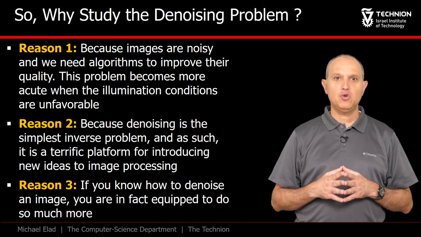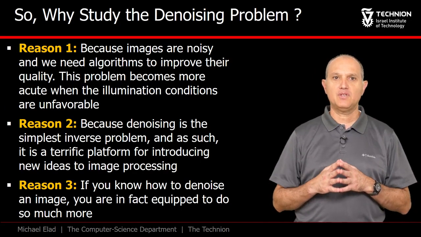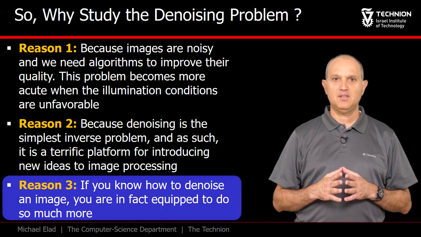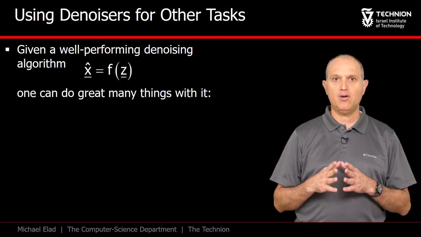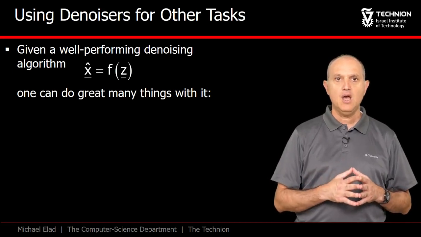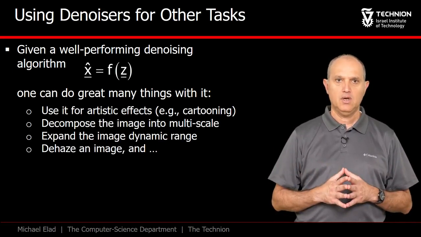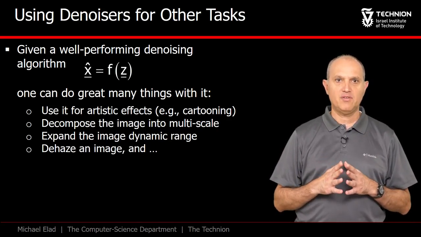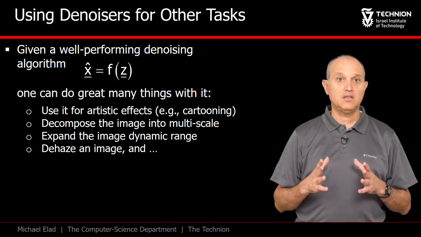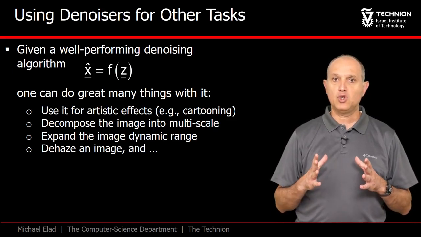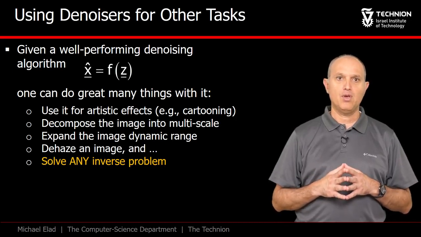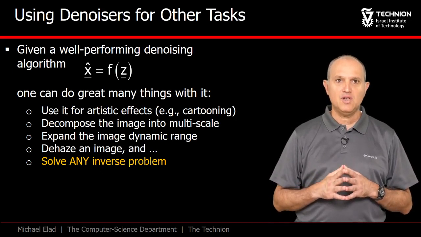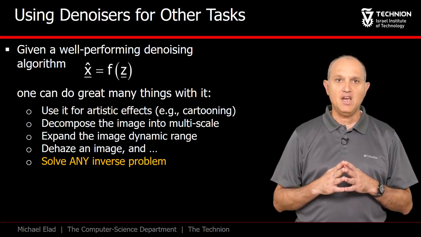We already gave two great reasons to deal with the denoising problem. Here is a third. If you have a good denoising algorithm, you could do various other things with it. Let's explain that in more details. Suppose that we have a terrific algorithm F, capable of removing additive Gaussian noise from an image Z while preserving its true content. Using this function, you could do several other things, such as create artistic effects, suggest various new decompositions of the image into different scales, dehaze, or otherwise treat the dynamic range of the image, and more. Beyond all these, you could even use this function F to solve any inverse problem.